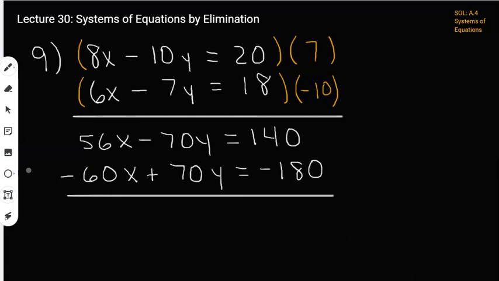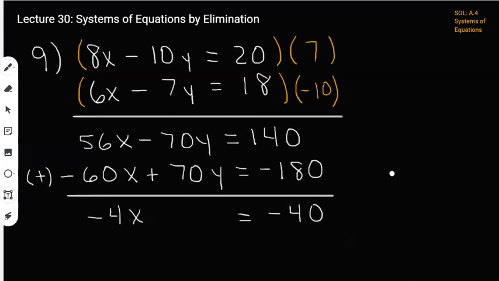So let's add up the two lines and see what we get. I'm going to put a plus sign off to the side, just to remind you that you're adding now. 56 plus negative 60 is negative 4. Negative 70 plus 70 is 0, so I don't have to write that. And 140 plus negative 180 is negative 40.